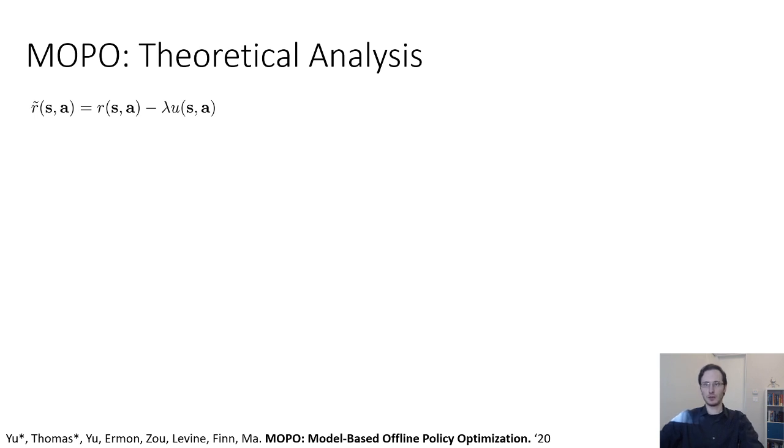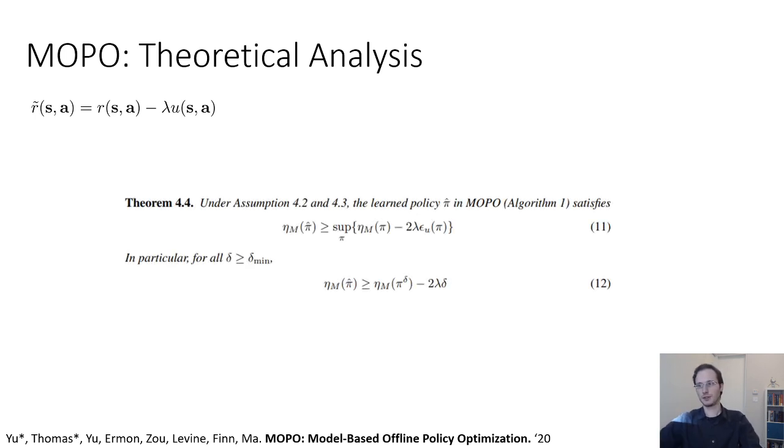Okay, so there's some pretty interesting theoretical analysis that we can do for this algorithm. And the theory, this is kind of the statement from the main theorem in the paper, which states that under two technical assumptions, the learned policy pi hat in the MOPO algorithm satisfies the property that the return of pi hat is greater than or equal to the supremum over pi of the return of pi minus 2 times lambda times epsilon u. Okay, so what are all these things?